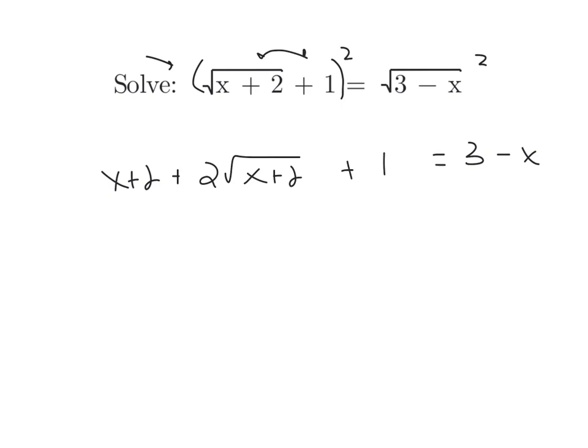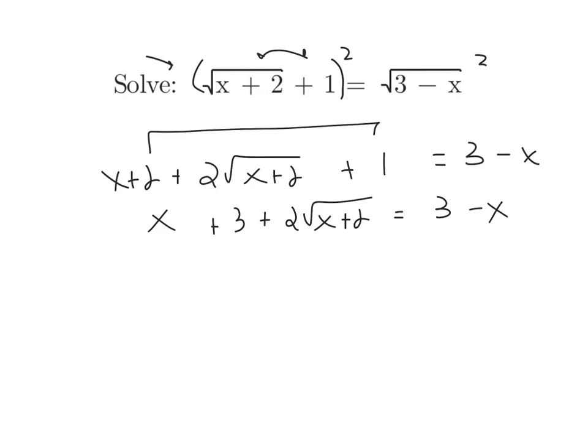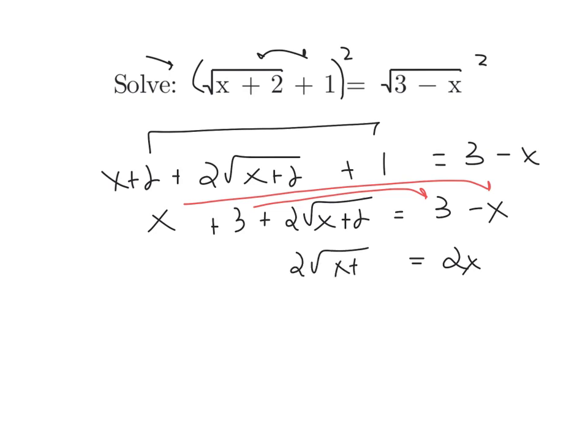Now, the bad news is I've got a radical still, so I need to get rid of it, which means I've got to square both sides again. But I'm not going to do that until I get the radical isolated. So on the left-hand side, I'm going to go ahead and add the 2 and the 1, which is 3, plus 2 on that big square root right there. And over here I have 3 minus x. So I'm moving stuff over before I square. I'm moving the x over there, joining with that x. That becomes a 2x. And I'm moving the 3 over. But the great news is when I move that 3 over, it's gone. So I just have 2x equals 2 on the square root of x plus 2.